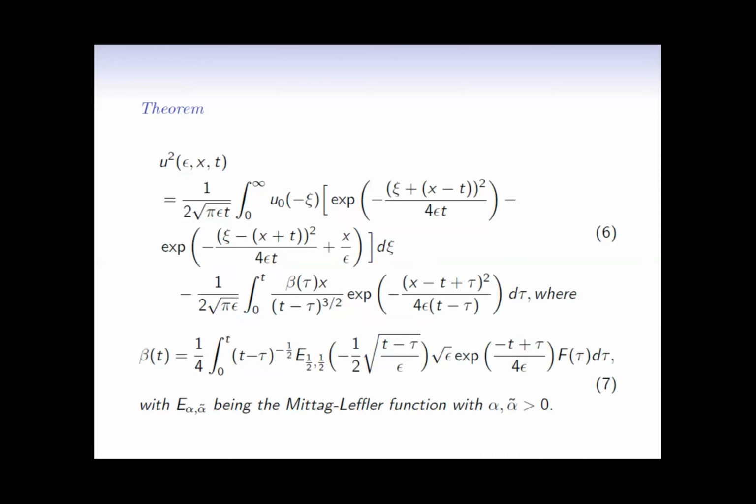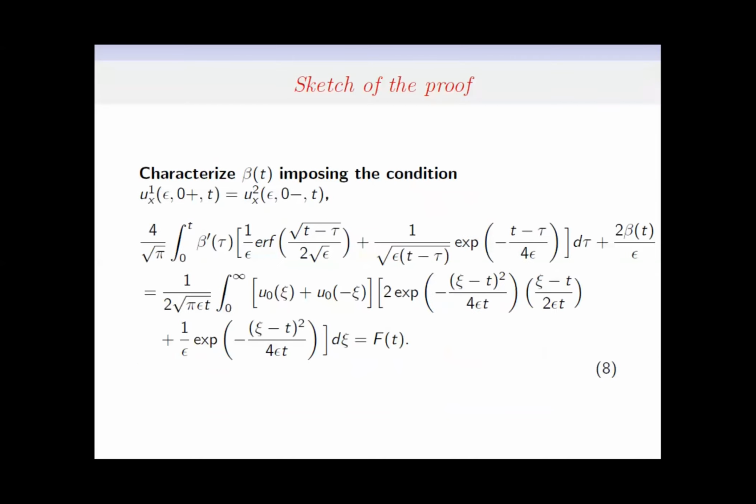Here, as we said earlier, we can explicitly compute the boundary function β(t), and here is the explicit form of β(t) in equation 7. And so what is the sketch? How do we characterize the function β(t)?